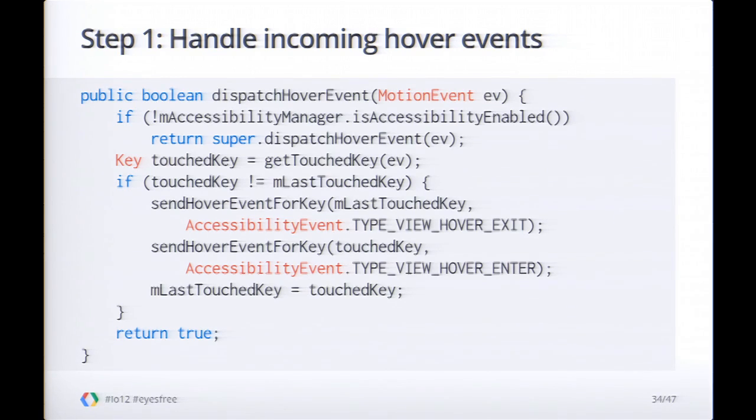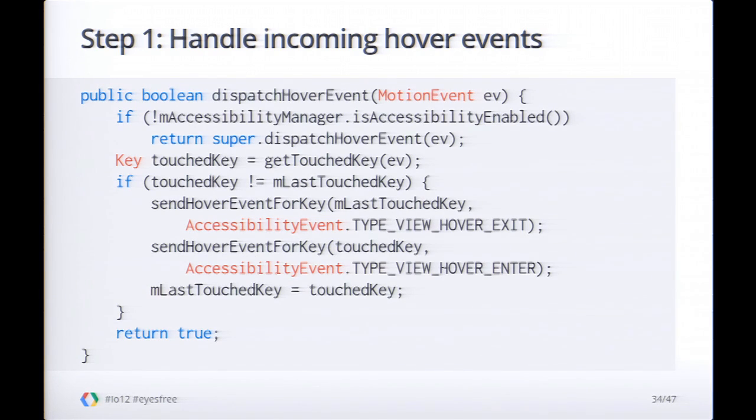Fortunately, we have 3 steps that you can take. One is, in your custom view, handle incoming hover events. When accessibility is turned on and Explore by Touch is turned on, when you touch the screen, your view receives hover events. If you take a look at the Android source code for View, you'll notice that hover events get handled a little bit specially if accessibility is turned on.